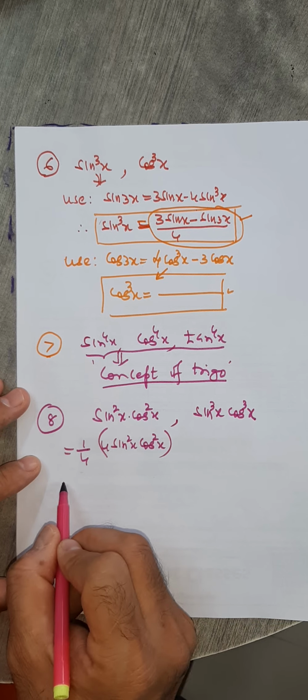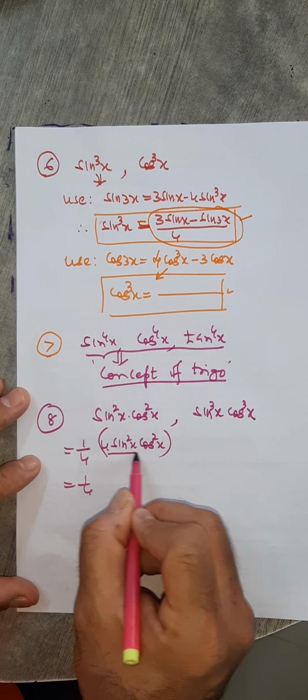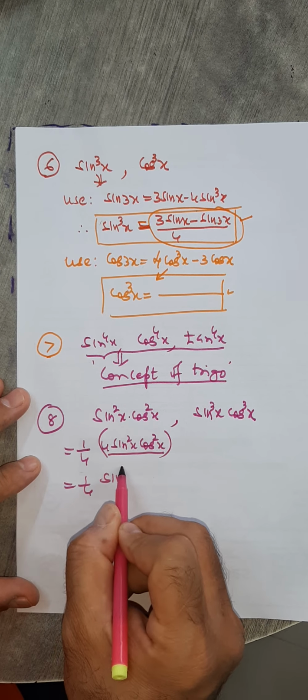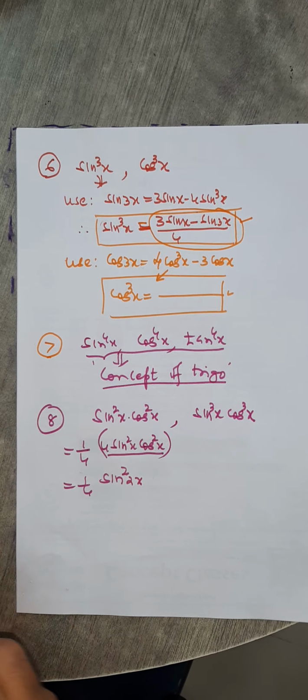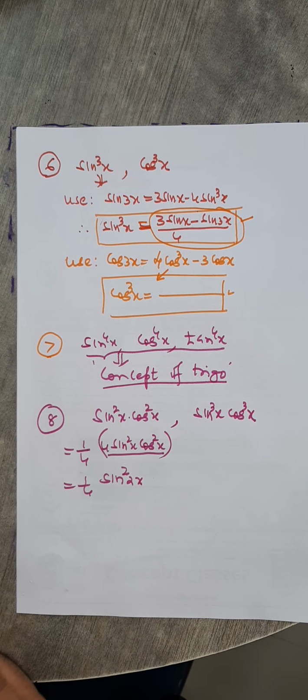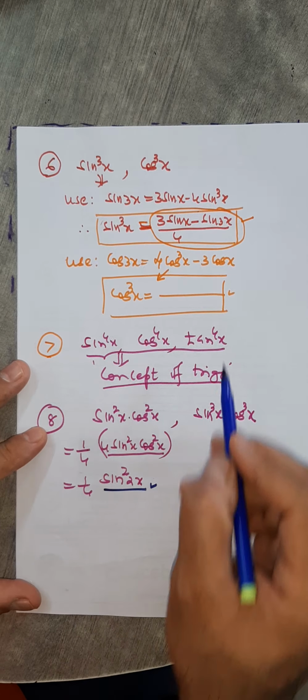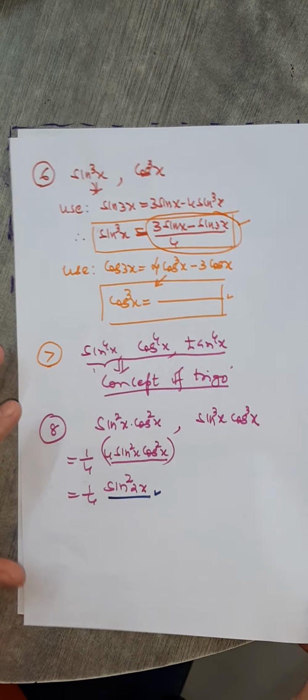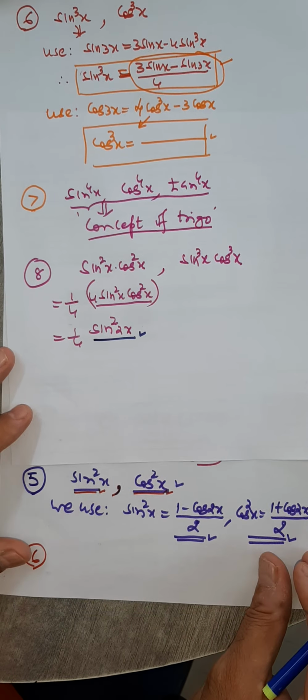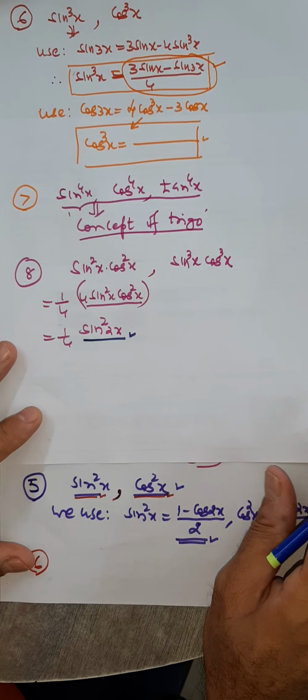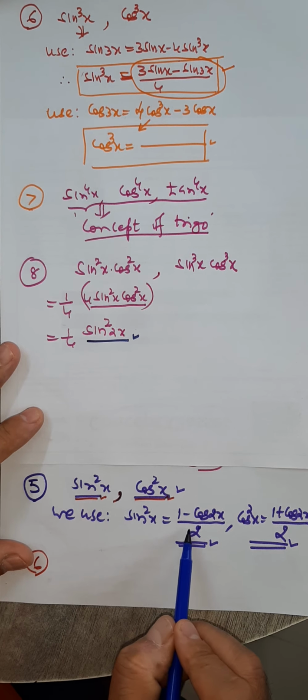Why I am multiplying and dividing by 4, you must be knowing. So this will be just 1 upon 4. And what is this? 11th standard trigo, sine square 2x. How do you integrate sine square 2x? Now by the double angle formula. That's the previous point, if you remember this one. How do you integrate sine square? That is using this double angle formula.